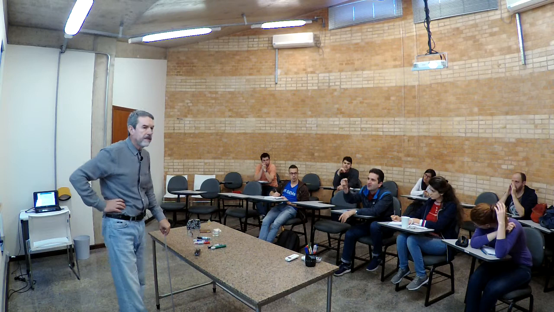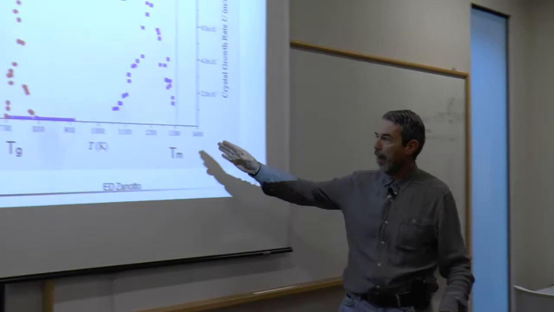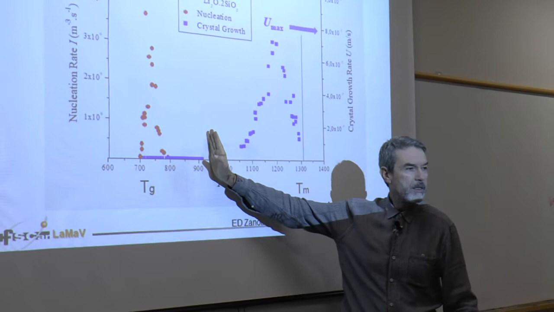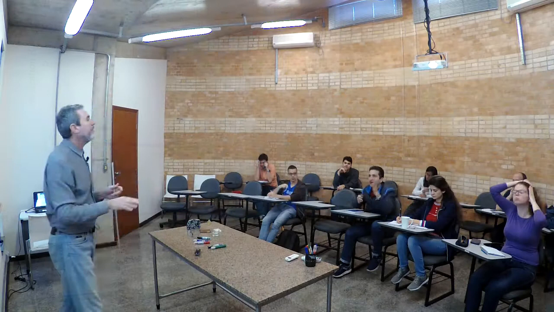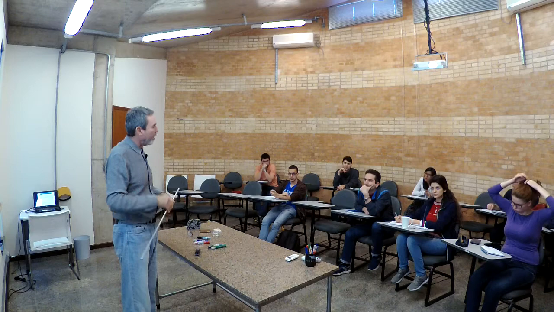The term is always undercooling. The meaning of this term is how far below the melting point you are. It doesn't matter if you come this way or this way. If I'm here, the undercooling is this difference here. It's how far you are from the melting point, for example from T_m. It doesn't matter which path; the meaning of this term is how far you are from the melting point.